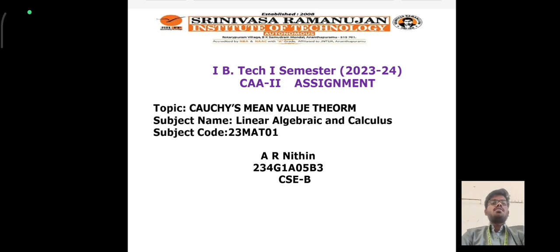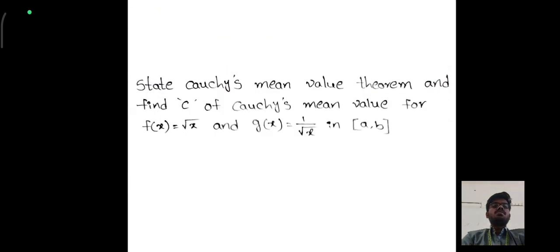The allotted topic for the CAA 2 assignment was Cauchy's mean value theorem. Subject name: Linear Algebra and Calculus. Subject code: 23MAT01. State Cauchy's mean value theorem and find c of Cauchy's mean value for f of x equals root x and g of x equals 1 by root x in the interval a comma b.